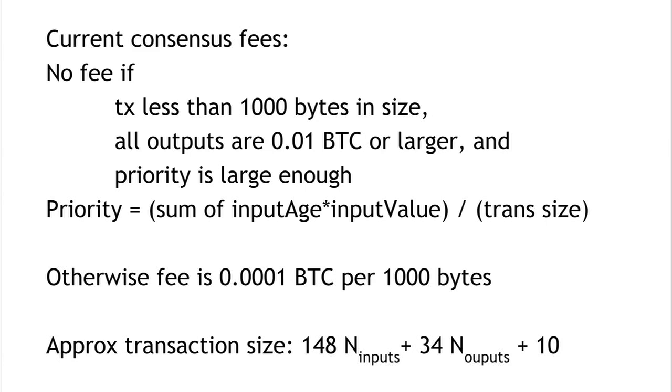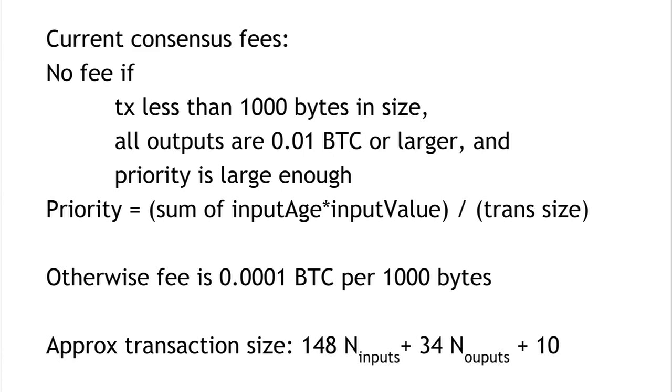The priority formula works like this. You look at all of the inputs to the transaction, and for each one you add up the product of the age of that input times the value of that input in Bitcoins. You add that up over all the inputs, then you divide by the transaction size. So if you meet these three requirements, then no fee will typically be charged, and your transaction will be relayed and it will be recorded in the blockchain without a fee.